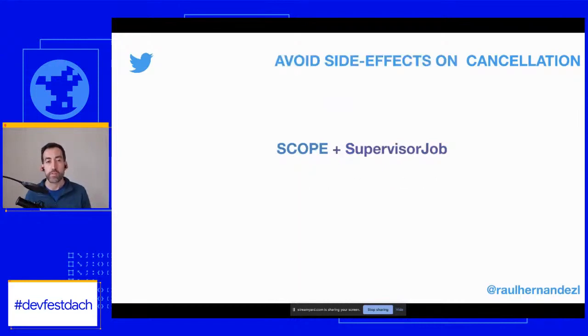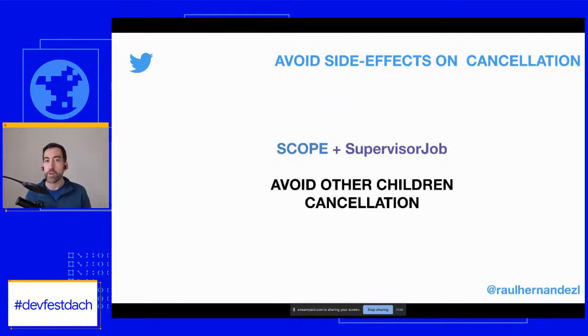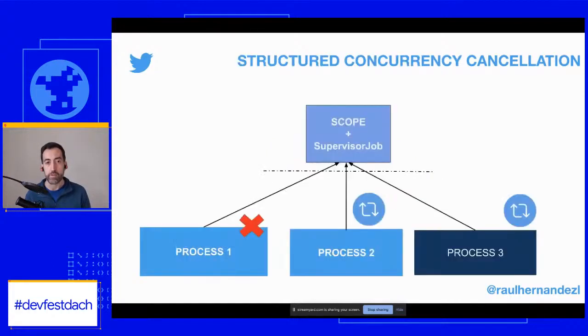But now, something that I use for this sample app: scope plus supervisor job. What does it have? It avoids other children's cancellation, and that means something like this. Process 1 or job 1 has thrown an exception right now, but we want to keep running job 2 or process 2 and process 3. That means if we are running those things right there and we don't want to affect them, with the scope plus supervisor job, you won't affect them. So that means actually that those two processes will keep running. And this is something similar to what you would have with architecture components and the view model scope.